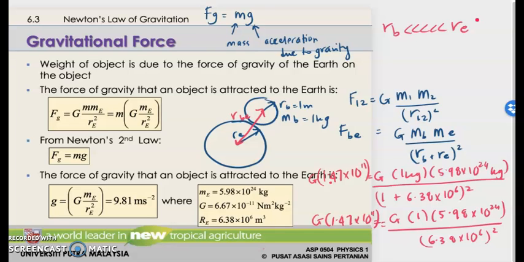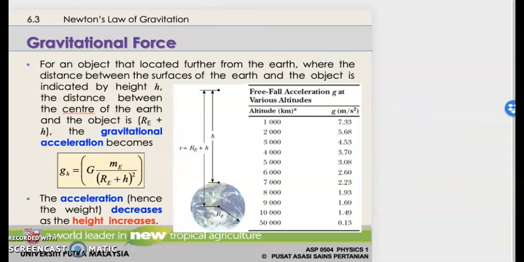So for objects on Earth, where the radius is so small compared to the radius of Earth, we can simply simplify this equation to become G, mass of object, mass of Earth, over the radius of Earth squared. This is for objects on Earth. Now, what if the object is located far above the Earth, where the height is very far?